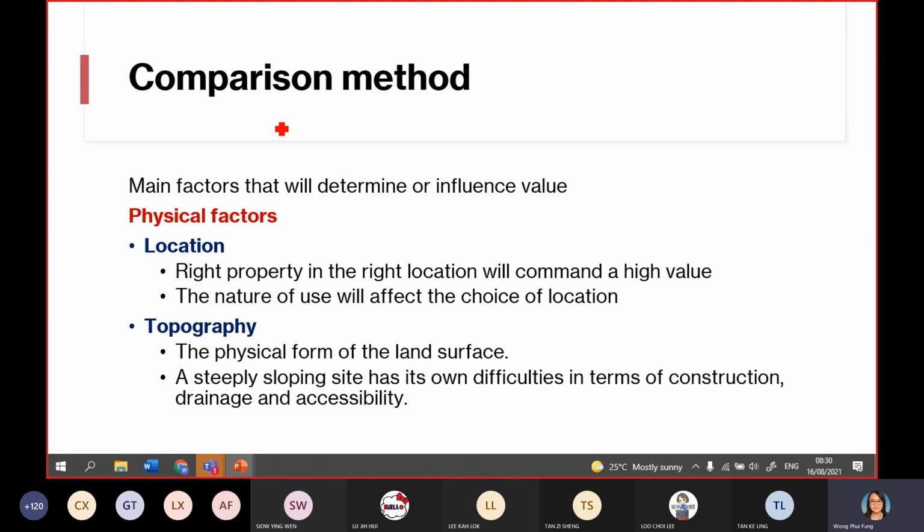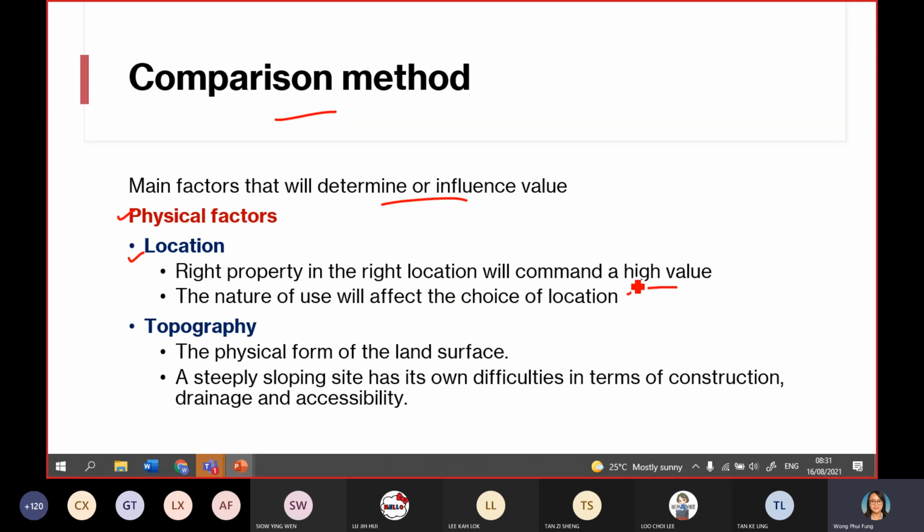For the comparison method, there are some factors, some reasons that will determine the value that you actually measured just now. The first one we classify as a physical factor. So the first factor under the physical factor is location. Right property in the right location will command a high value.